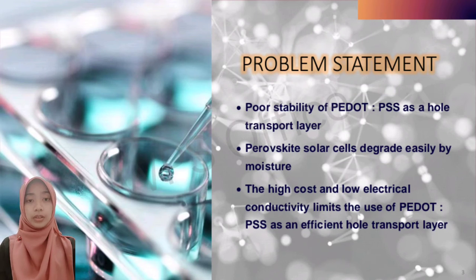So, moving on to the problem statement. First, poor stability of PEDOT:PSS as a Hall transport layer. This is because the large particle size of PEDOT:PSS induces degradation of the device, because the aggregation of particles causes defects. Second, perovskite solar cells degrade easily by moisture. And third, the high cost and low electrical conductivity limit the use of PEDOT:PSS as an efficient Hall transport layer.